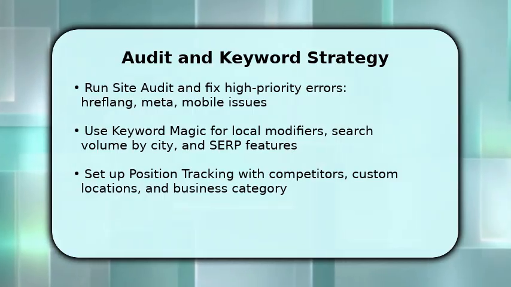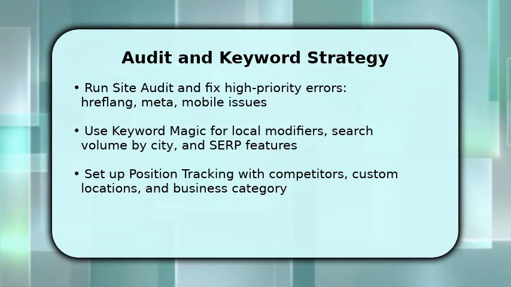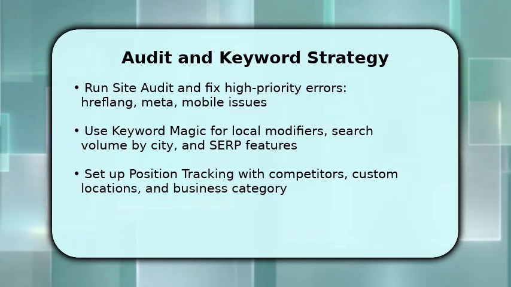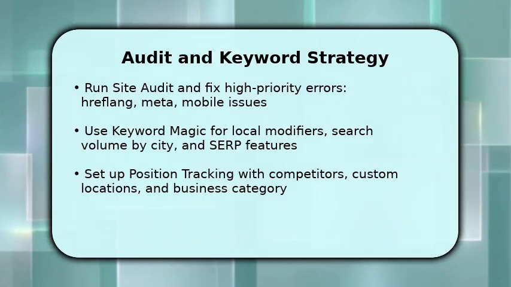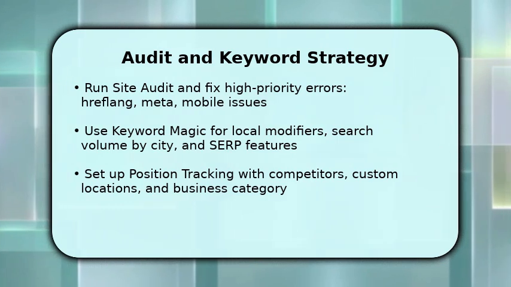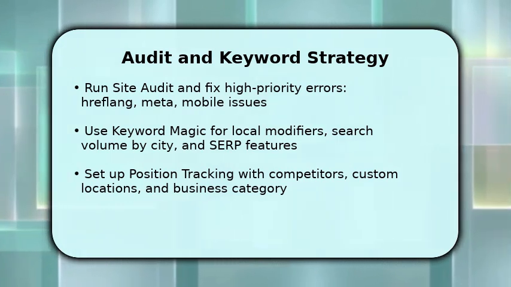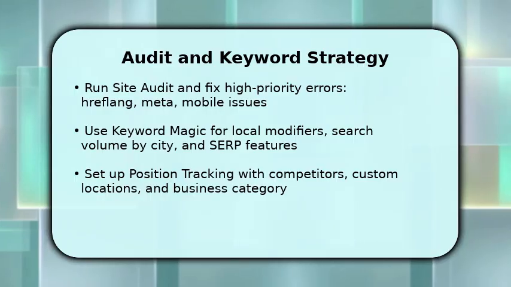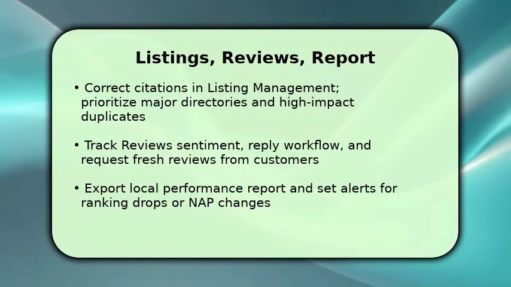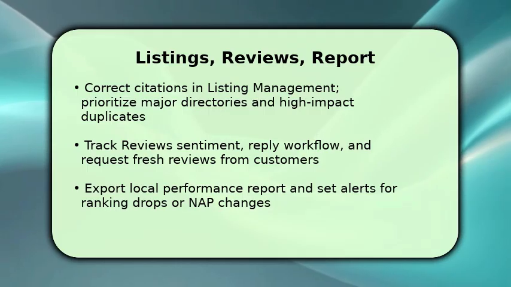Then use keyword magic to find high-intent local queries, include city names, neighborhood terms, and service modifiers, and filter by volume and SERP features so you know what to target. Next, configure position tracking. Add competitors, set the exact city or radius, and watch featured snippets, local pack presence, and review-driven snippets. You finish by fixing listings with listing management.